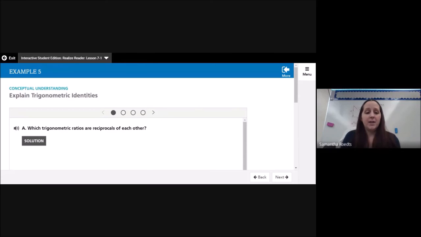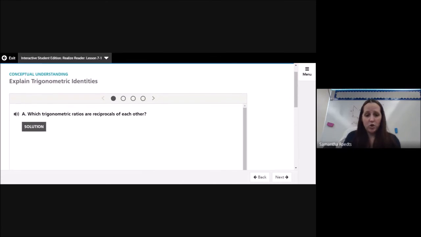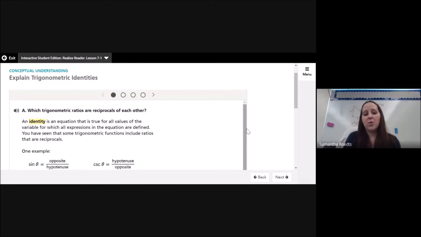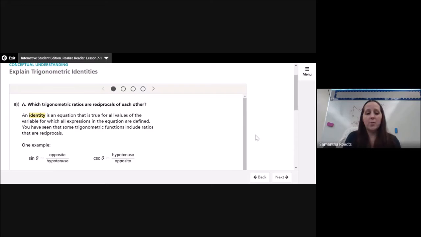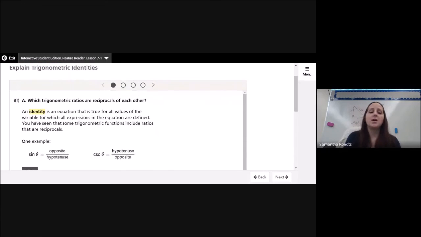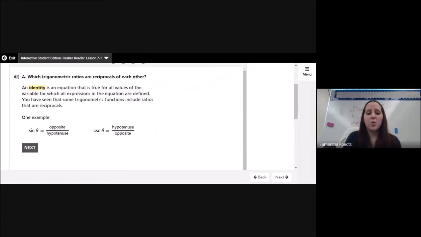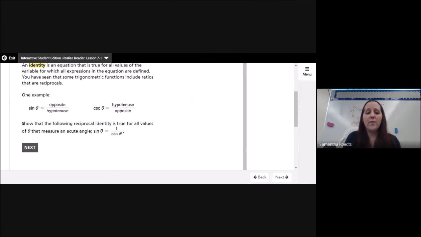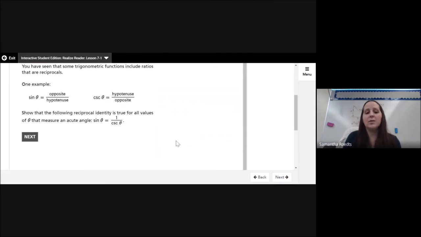All right, example 5, explain trigonometric identities. So which trigonometric ratios are reciprocals of each other? An identity is an equation that is true for all values of the variable for which all expressions in the equation are defined. You have seen that some trigonometric functions include ratios that are reciprocals. So one example is sine theta equals opposite over hypotenuse, and cosecant theta, which is hypotenuse over opposite. I can show that the following reciprocal identity is true for all values of theta that measure an acute angle. Sine theta equals 1 over cosecant theta.